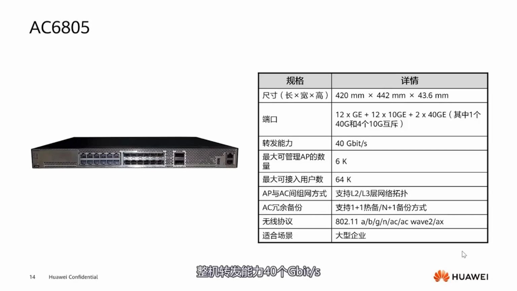It can manage up to 6K APs. Compared to the 6800V, it has 4K less. A user count of 64K is actually still acceptable. This device is also intended for use in large enterprises. Generally speaking, being able to manage 6,000 APs is already a lot.